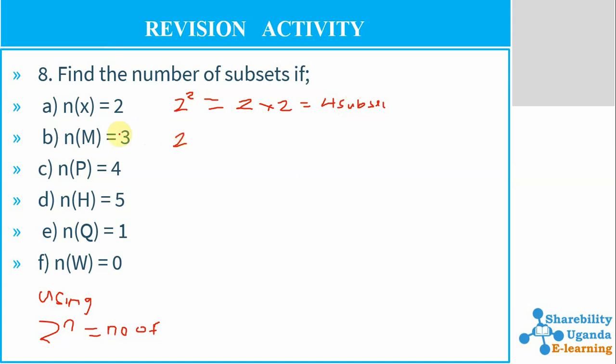that means the number of elements in our set M shall be equal to 3. So this is the same as 2 to the power 3. 2 to the power 3 is the same as 2 times 2 times 2, that is 3 times. So here we shall be able to get 2 times 2, which is 4, times 2, we shall get 8 subsets.